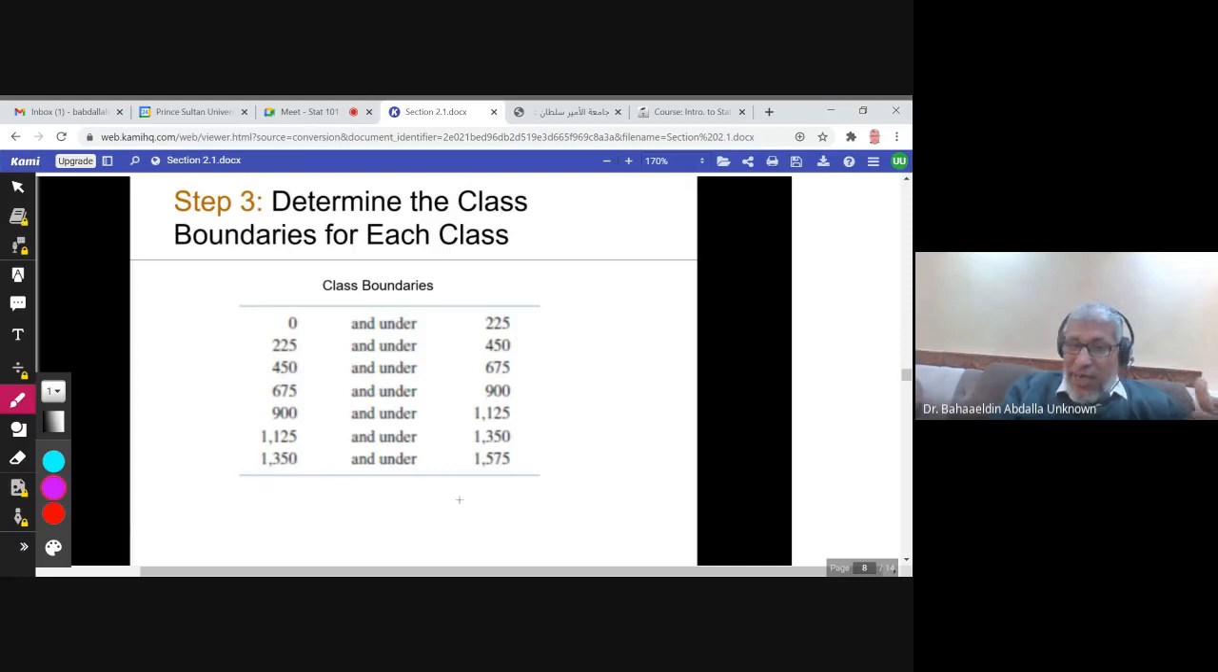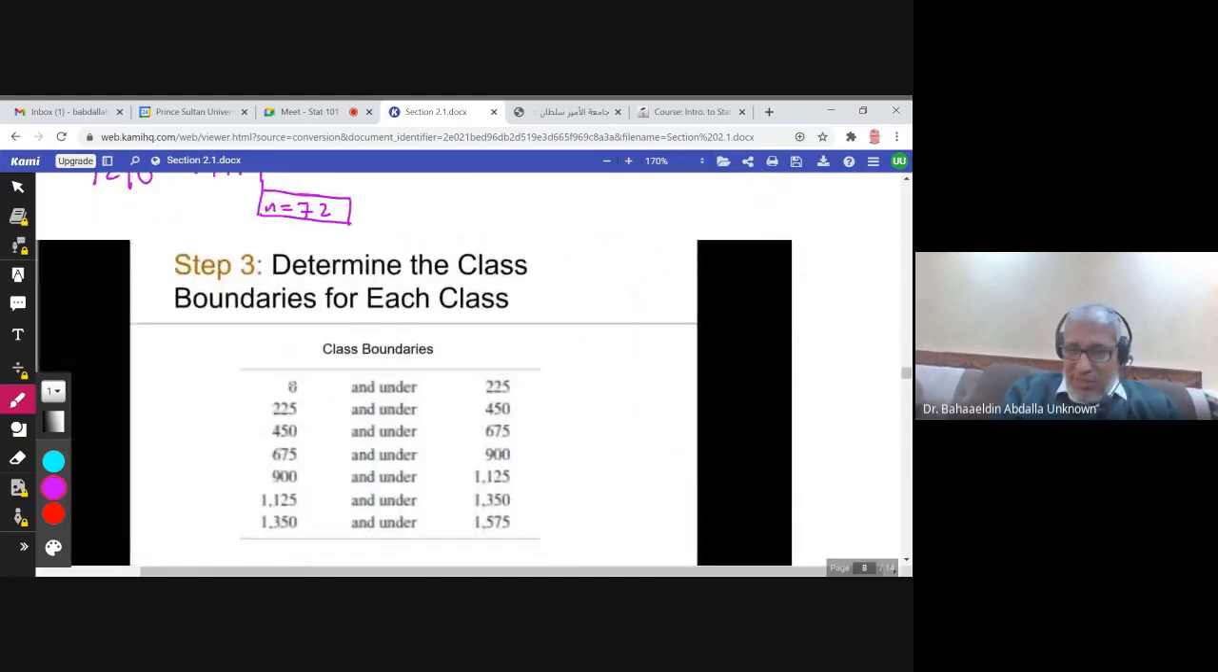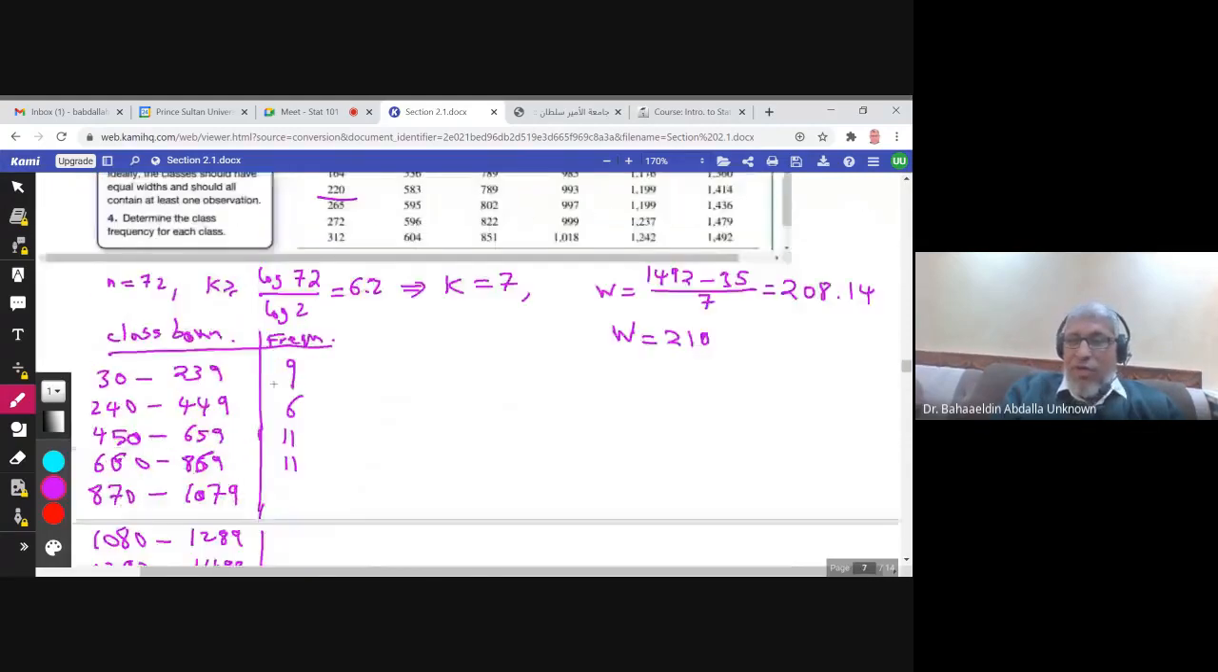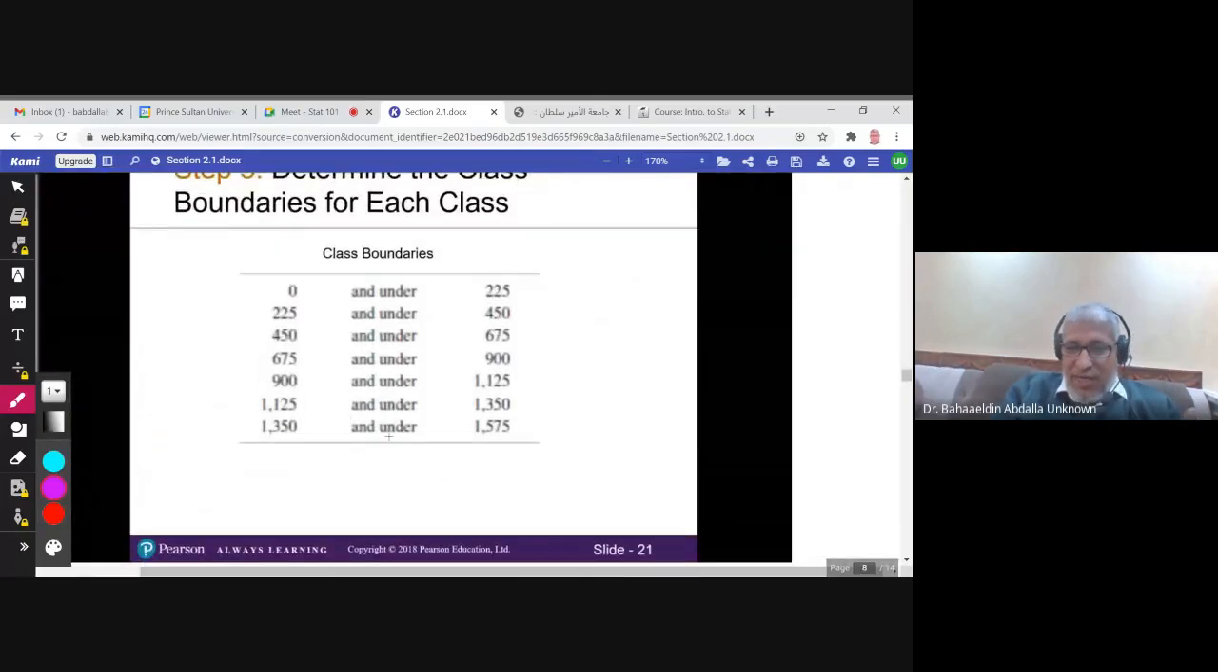Will this be okay? Let us check. Is 35 included in the first class? Yes, because it starts from 0. What about 1492? Is it included in the last one? Yes, because it's greater than 1350. So no class here is empty. Do we have 7 classes? Yes. So these classes are good. Any classes you make that satisfy these conditions would be acceptable.